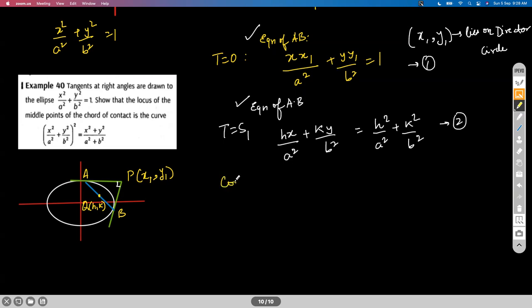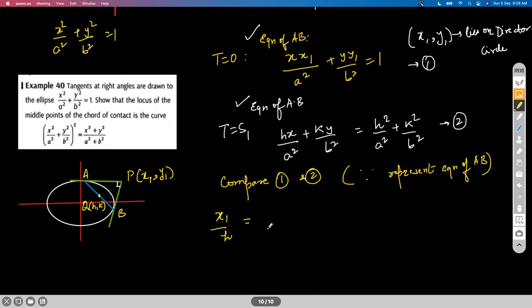Okay. So let's compare one and two, because both represent the equation of AB only. Correct? So if you compare the coefficients, let's compare the coefficient of x by a square on both sides. So x1 by h will be equal to y1 by k. Please note that other terms will get cancelled off, so there's no point writing it down. That equals 1 by h square by a square plus k square by b square. Correct?